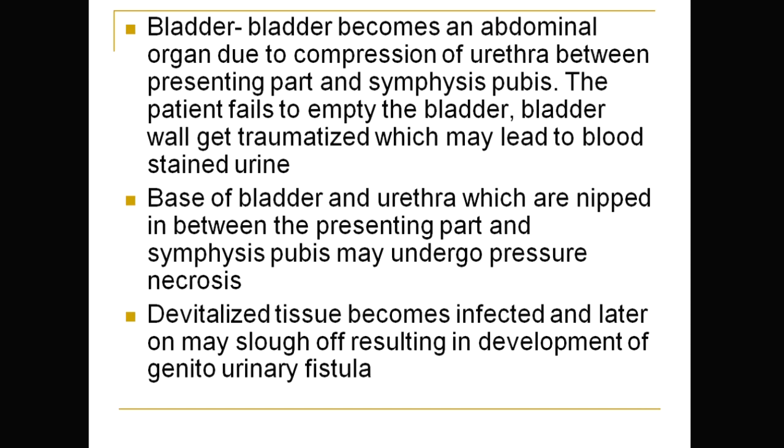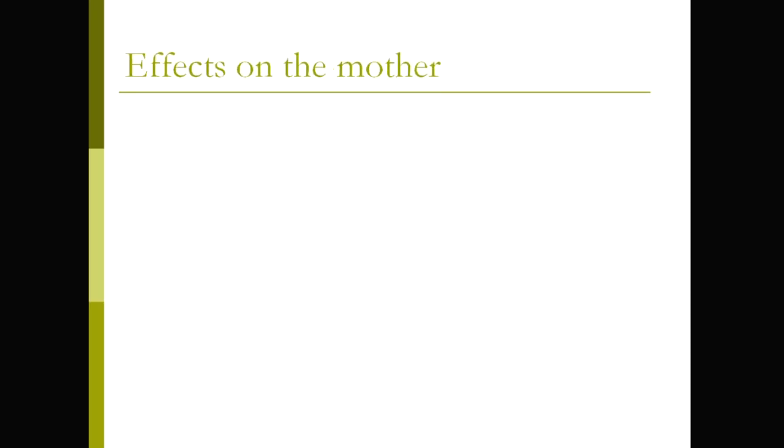Devitalized tissue becomes infected and later on may slough off, resulting in development of genitourinary fistula. That means when the presenting part is compressing the urethra for a long time, there will be infection, and necrosis may follow. So the infected area will slough off and it may end up in a genitourinary fistula.